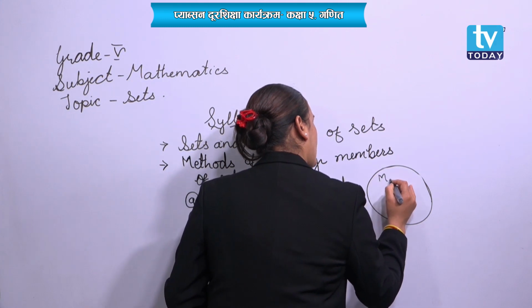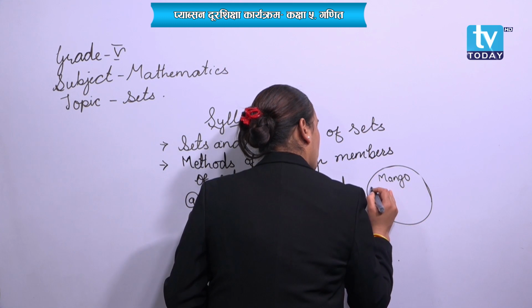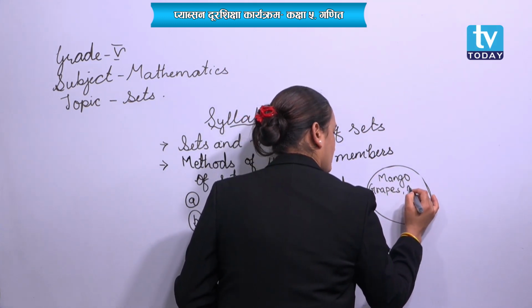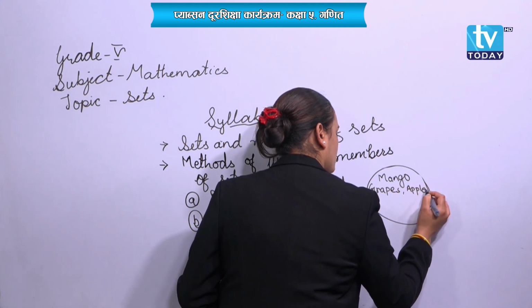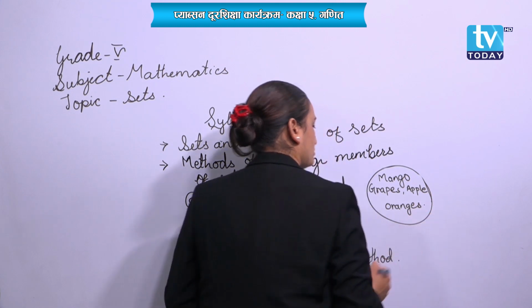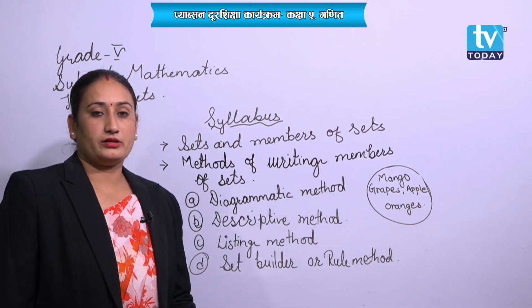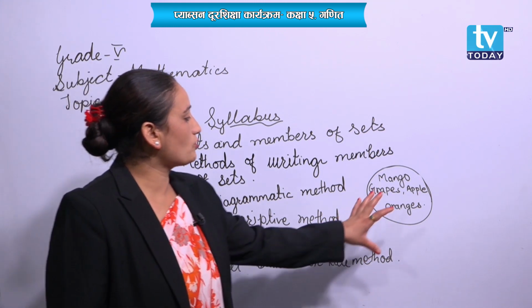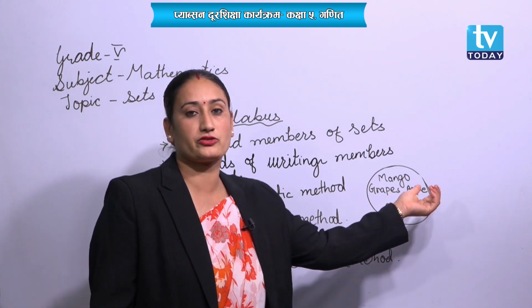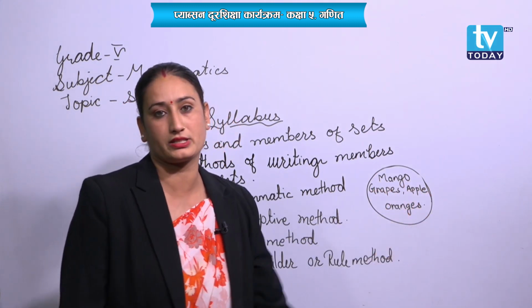Okay, here I have got mango, grapes, apple, orange. Okay students, see, I have shown you from the picture. That means you can draw over here. You can draw the picture of a mango also, grapes also, apple also, and oranges also, right?